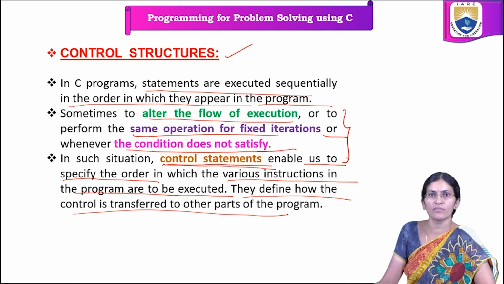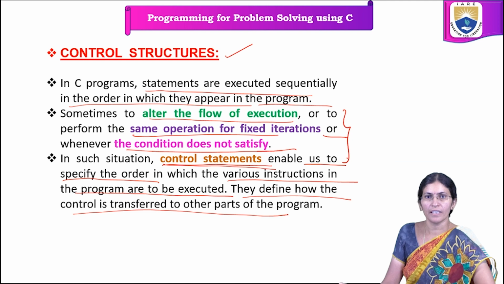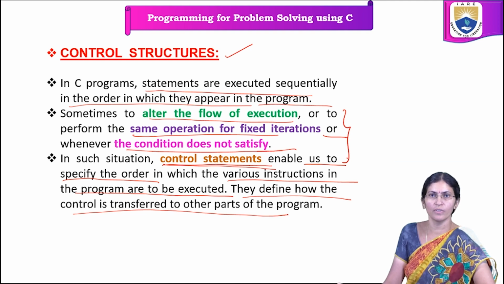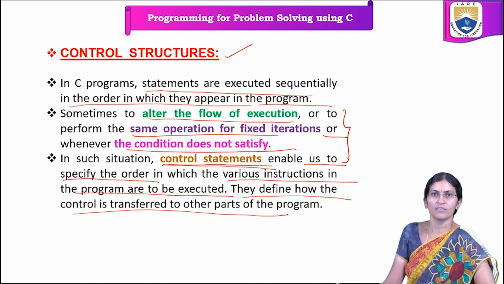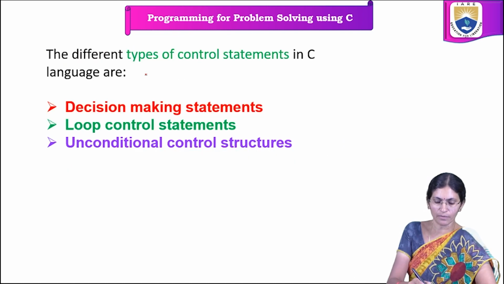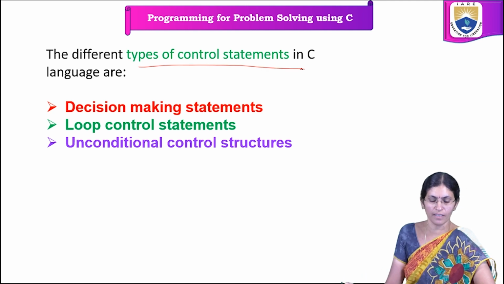Consider a real life example. Suppose your mother has asked you to bring a brand of milk. If that milk is not available, then she may give you a choice to bring another brand of milk. This type of decision making is encountered whenever we write programs also. Programs are written to perform a specific task. These are the different types of control statements in C language.